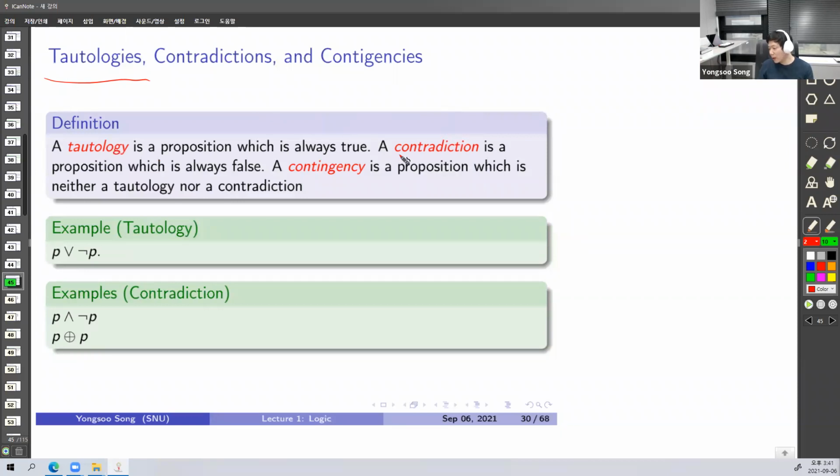So you can say that the negation of a contradiction is a tautology. And a contingency is a proposition which is neither a tautology nor a contradiction. The typical example of a tautology is P or not P, because if P is true, then the whole proposition is true. And if P is false, then not P is true, so this proposition is true anyway. And there are two typical examples of contradictions here.